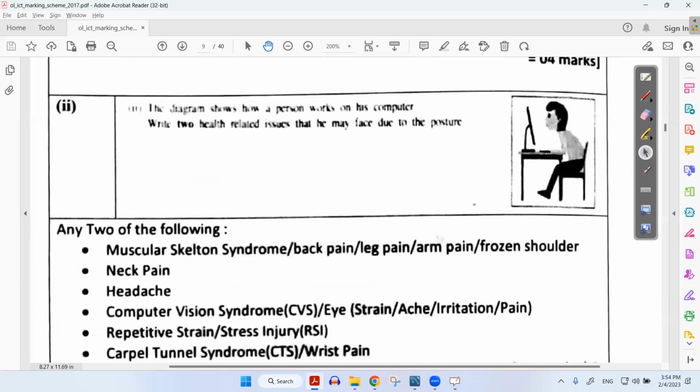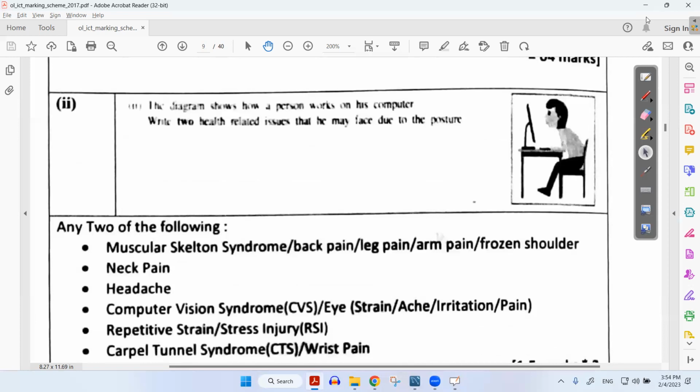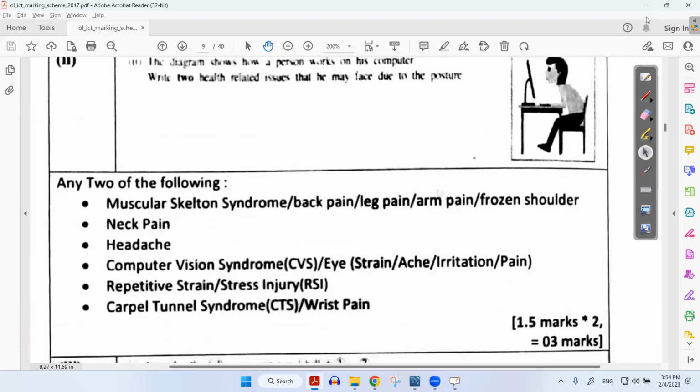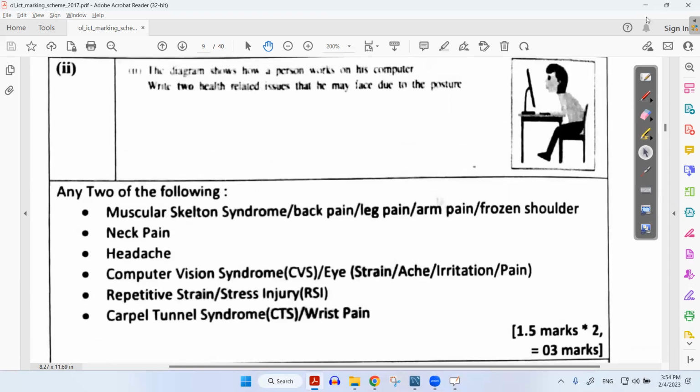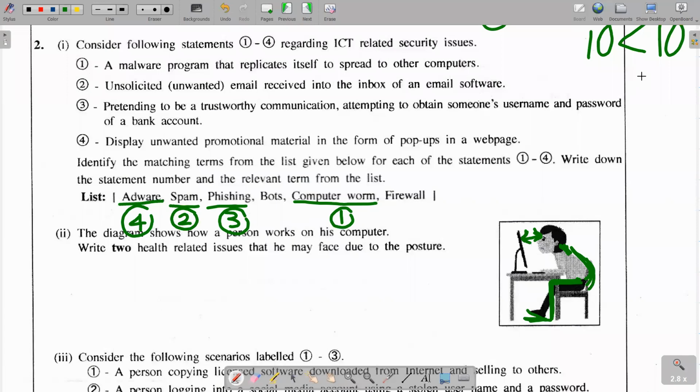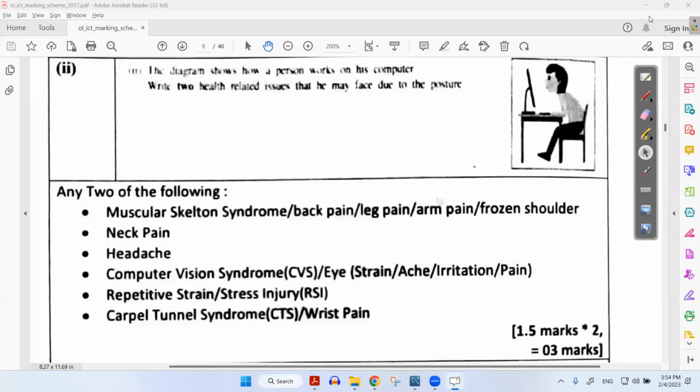I doubt whether the carpal tunnel syndrome is going to be there because his arm is resting on the table, right? I don't think carpal tunnel syndrome will be there. It's not clear. Even in this picture, his arm is resting. If the arm is not resting, then only the carpal tunnel syndrome is going to be. So I don't think carpal tunnel syndrome is going to be there, right? Apart from carpal tunnel syndrome, all other answers can be taken as eligible.